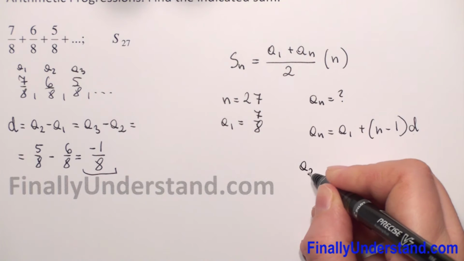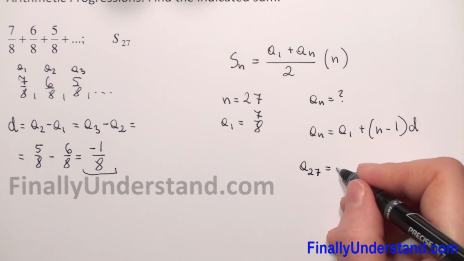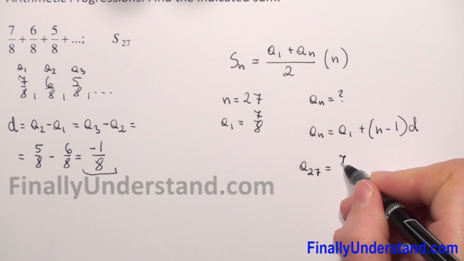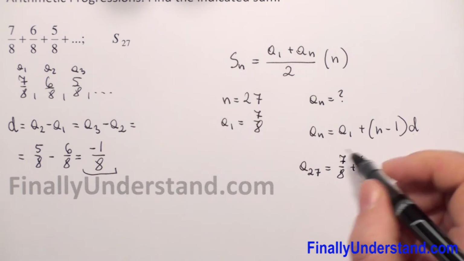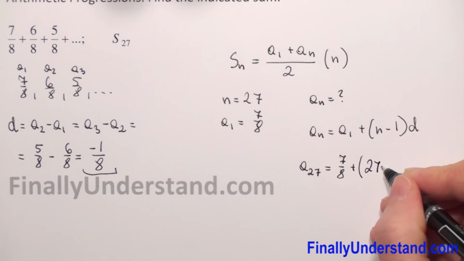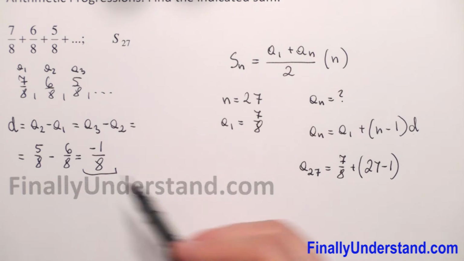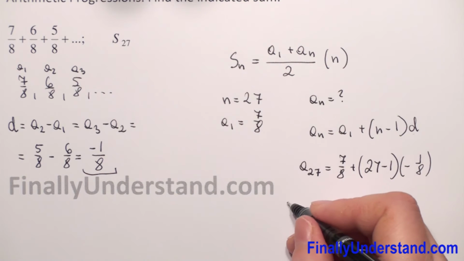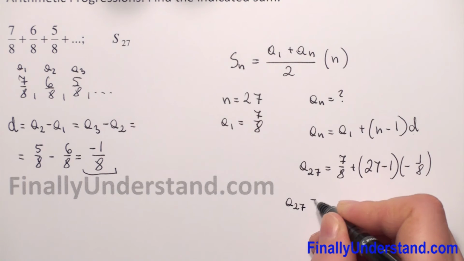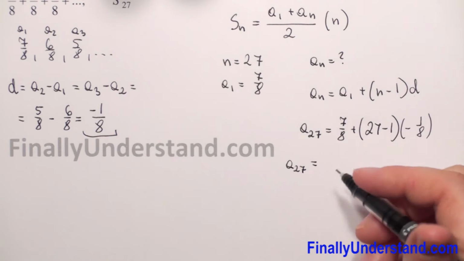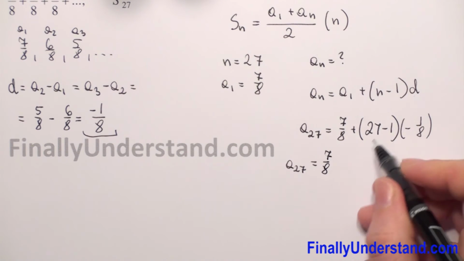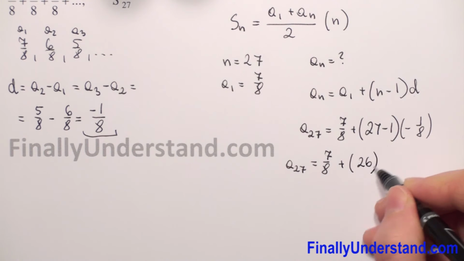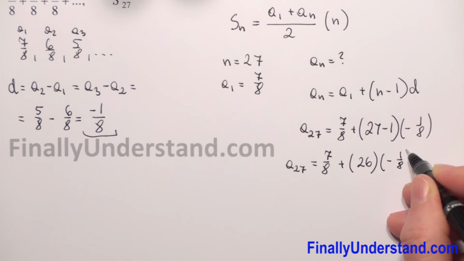So a27 is equal to a1, which is 7 over 8, plus n, which is 27, minus 1, times d, which is negative 1 over 8. So a27 is equal to 7 over 8. First we have to do the operation in parentheses. So 27 minus 1 is 26 times negative 1 over 8.